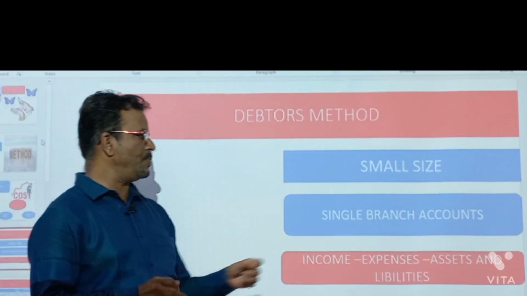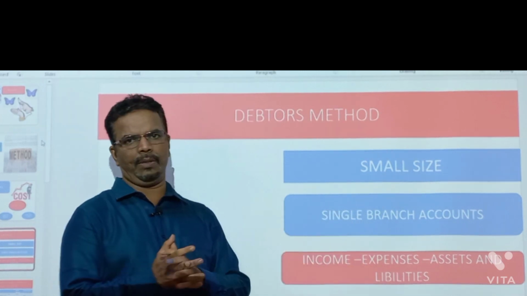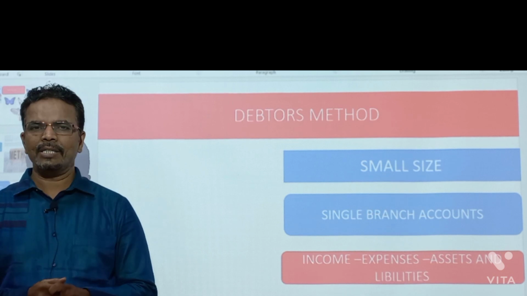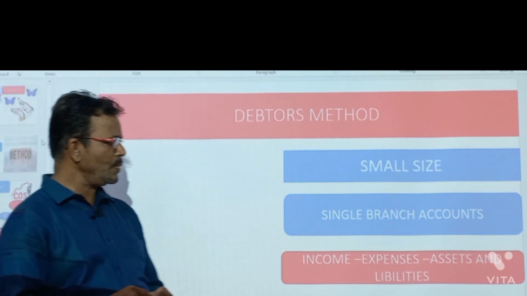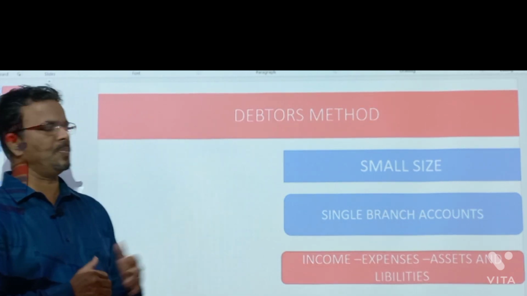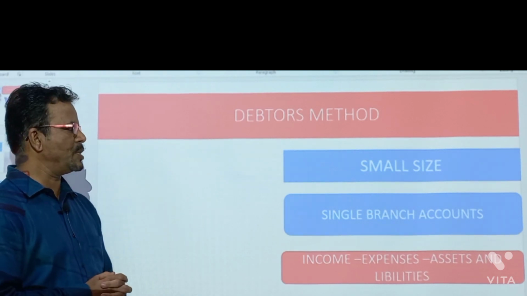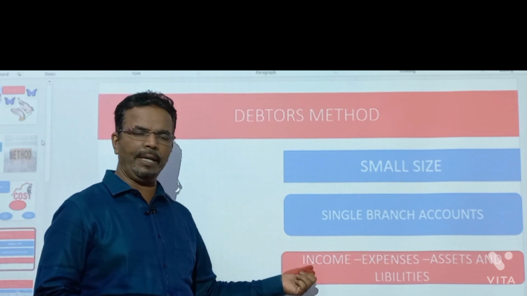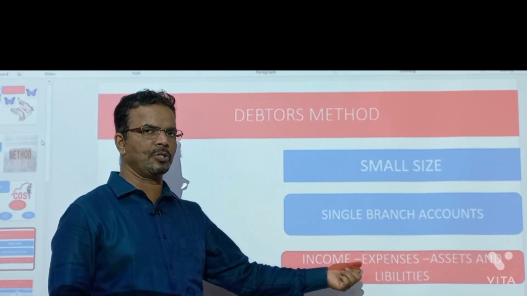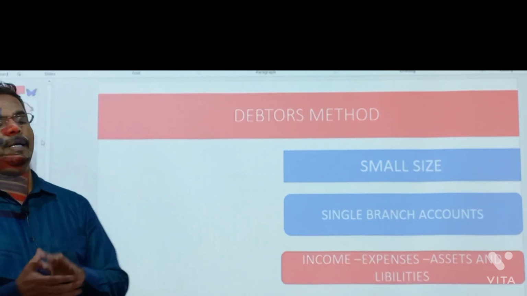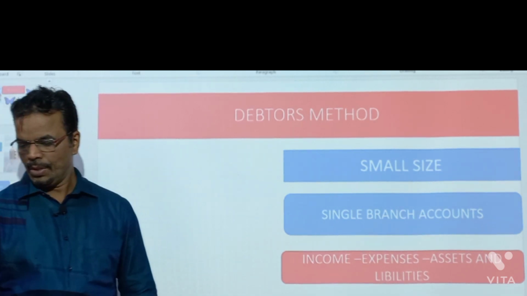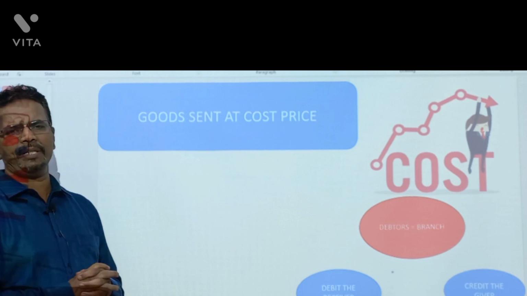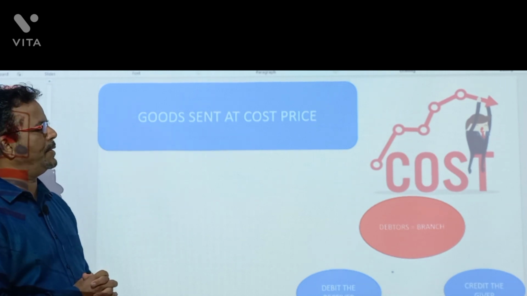Under this we will open only a single branch account. There is no need to open any other supporting ledger account for branch accounting under the debtors method, because branches are very small, so transactions are also very small. In this case we record the income, the expenses, and the assets and liabilities also. So let's start with some important theory for the purpose of passing an entry.